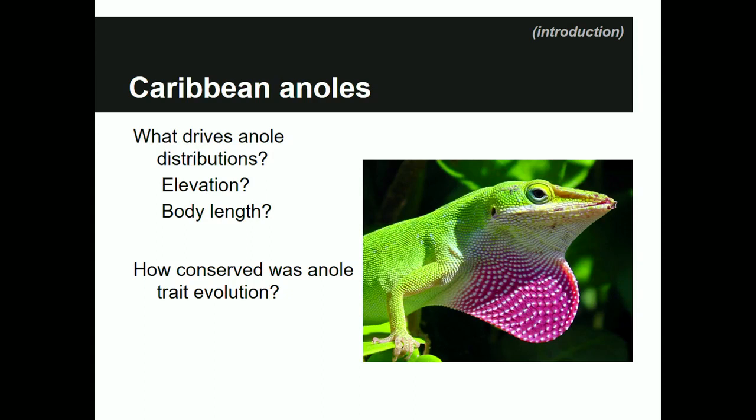Specifically, the kinds of questions I'm interested in answering, or at least trying to answer in this talk, are: what drives anole distributions? Is it something to do with the elevation, some aspect of the habitat of each of these islands? Is it something to do with the traits of these anoles? And the thing I'm going to focus on is body length, simply because, as I know very little about these lizards, that's the one thing I, on some level, understand, length. It makes a bit of intuitive sense to me. And then finally, try and take that kind of information at the present day, and try to understand how those traits and the interaction of species traits with their environment might have evolved.